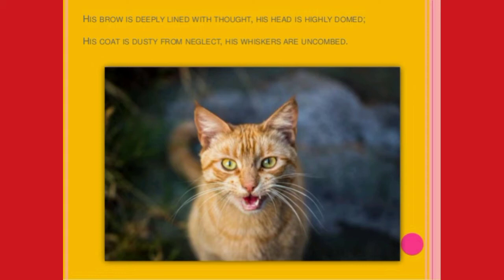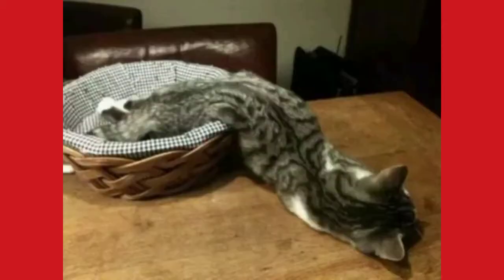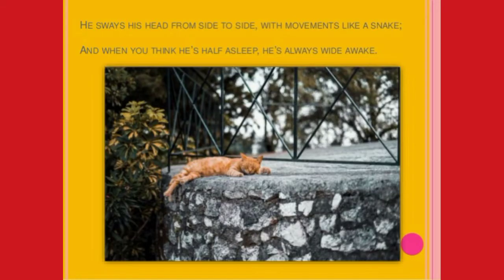He doesn't take much care of his appearance, and therefore his coat is always dusty. His whiskers are uncombed. His head moves from side to side like the movements of a snake. Anybody could recognize him if they keep in mind these characteristics. Yet he goes untraced at the crime scene. This is because he is always very clever and alert. When people think he is sleeping, he is merely pretending.